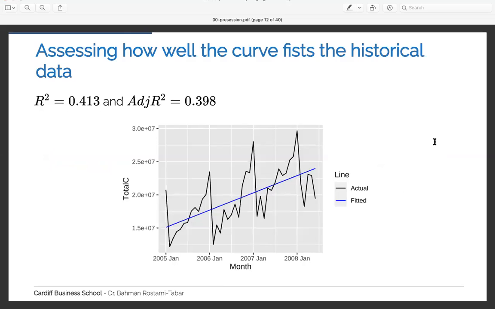For example, with the data I had in the previous example, I just fit a linear curve to this, and then I can calculate the R-square and adjusted R-square. In this case, it tells me that around 60% of the variation in the data cannot be explained by this fitted curve. And probably we understand why, because there is a seasonality there, and this is just capturing the trend, while the data has both trend and seasonality. So only 40% of the variation in the data could be explained by this fitted curve.